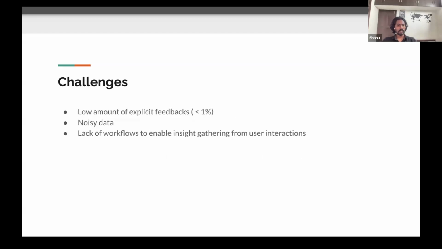And then I'm just pointing out some of the challenges in doing all this. As I said, the explicit feedback from users can be very confusing, and the feedback left by users is less than 1%, which is a very small amount of data. Since this data is also very skewed towards negative feedback, it becomes very hard to draw any statistically significant conclusions from it. Then there is also noise in the data that we covered earlier.